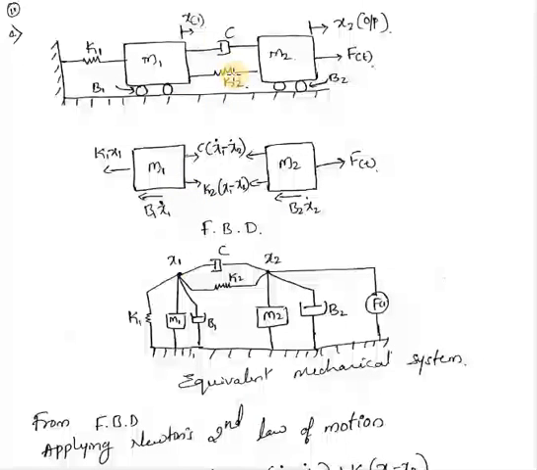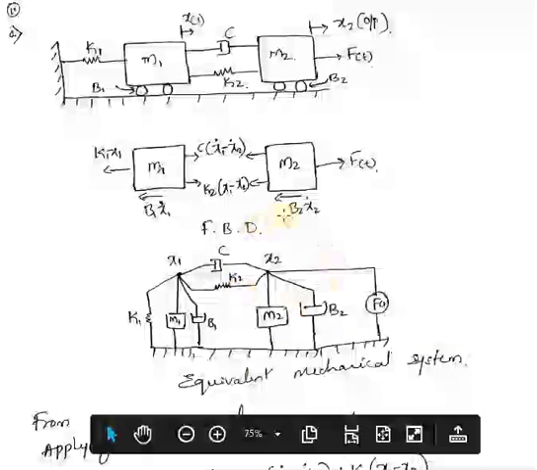C and K2 are between x1 and x2, so show those two elements between x1 and x2. Now for x2, M2 is there, B2 is there. So M2 and B2. On this end, I have to show the input, that is f of t. So this is the equivalent mechanical system.